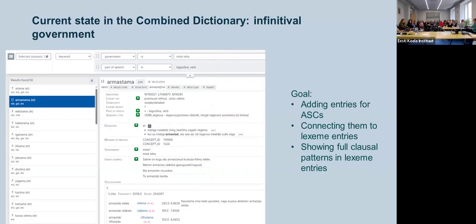The current state of the combined dictionary contains some descriptions of infinitival arguments in the entries for certain verbs. And the list of these verbs can be extracted in the editing interface, but not in the user interface. So what we want to do is to add entries for argument structure constructions, connecting them to lexeme entries, and to show full clausal patterns in lexeme entries in a way that already was illustrated in the first talk by Geda.